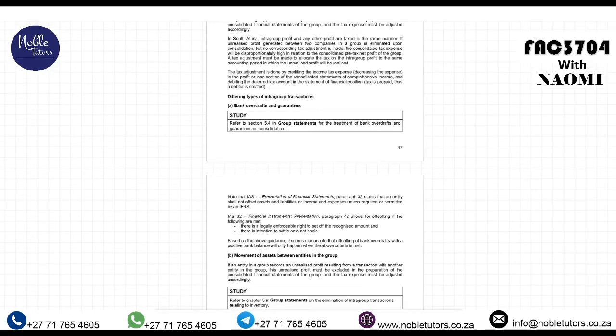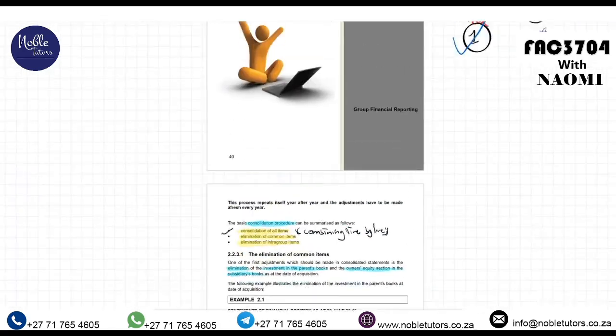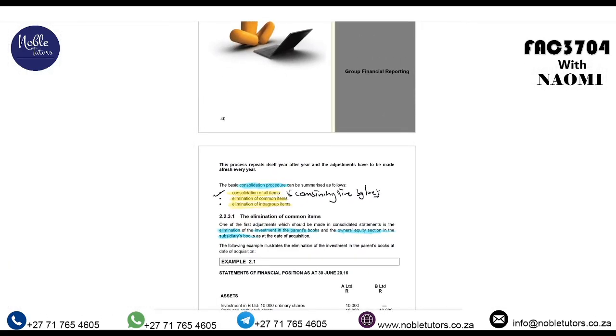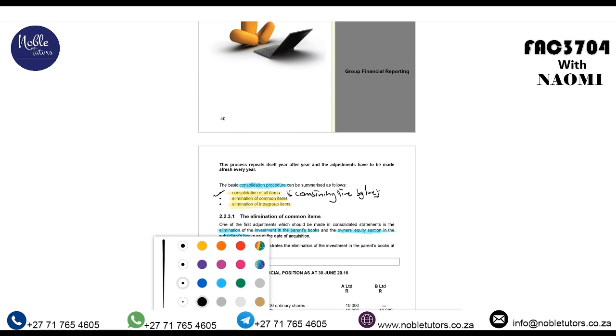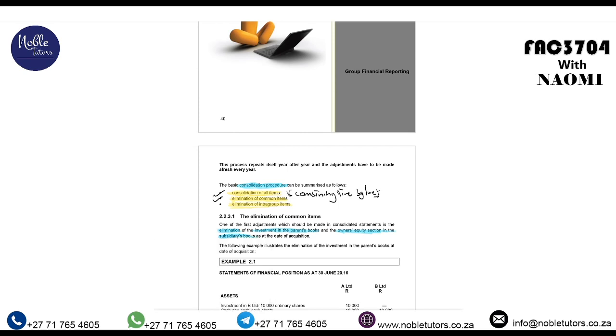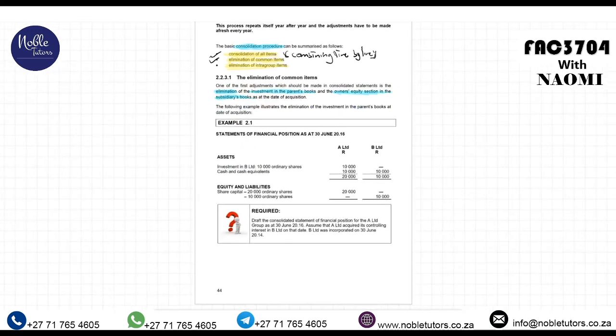Remember, we were just looking at the summary of consolidation. So we have eliminated common items, and now we're talking about elimination of intragroup items. Elimination of intragroup items normally happens since acquisition and in the current year. So we are in that period, so we need to talk about the intragroup transactions. We're going to go down a bit.